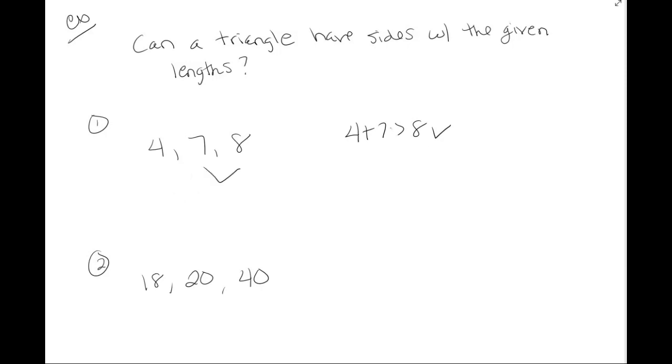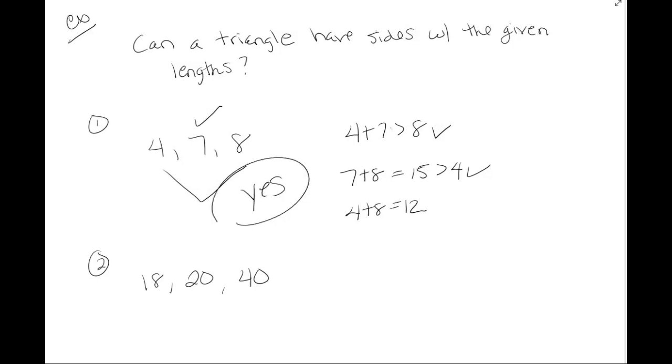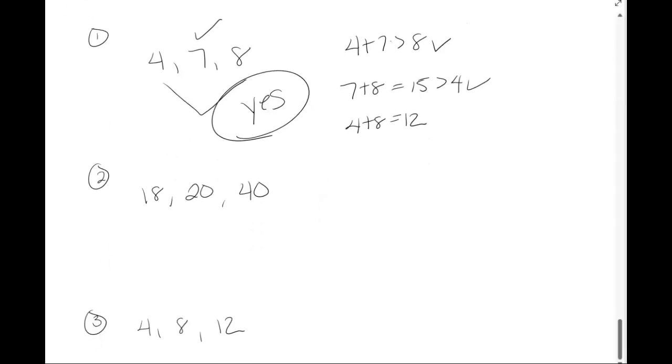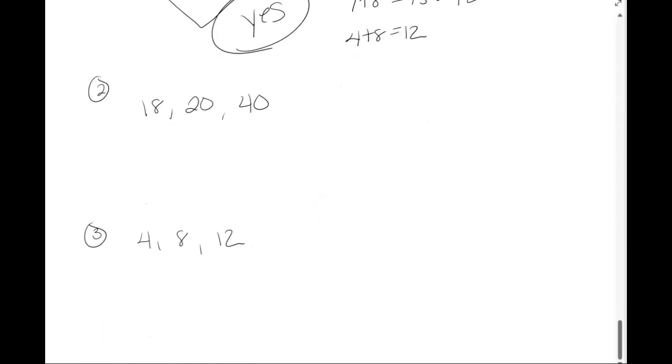All right, what about 7 and 8? 7 and 8 is 15, which is greater than 4. So that one checks out. And then what about your last combination, 4 and 8? 4 and 8 is 12, which is greater than 7. So for this guy, yes. These side lengths can hold for the sides of a triangle because the sum of every two sides is greater than the third.